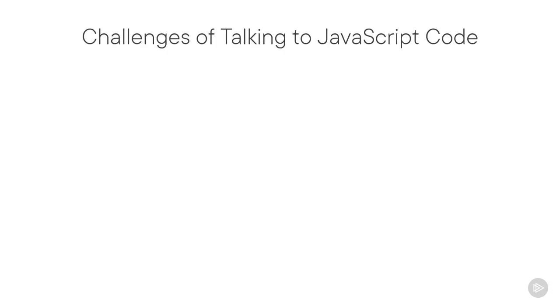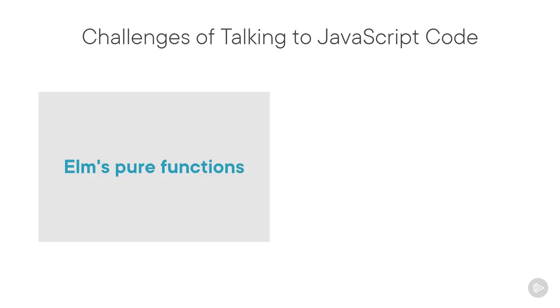Talking to or interacting with JavaScript code is critical for Elm web apps so that they can integrate with existing JavaScript code. There are two main challenges that need to be considered when talking to JavaScript code. The first challenge is that Elm has pure functions. They always return the same output for a given input. There are no side effects like modifying external storage. In contrast, JavaScript functions are allowed to have side effects. Due to this mismatch, we cannot just simply call a JavaScript function from an Elm function.